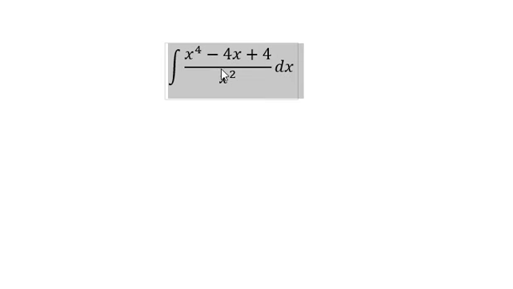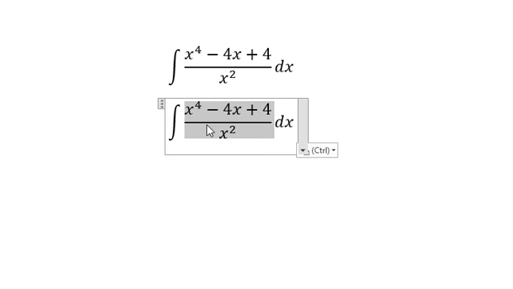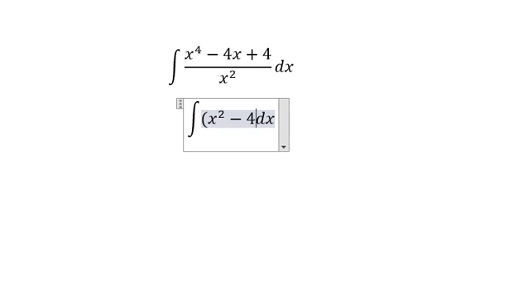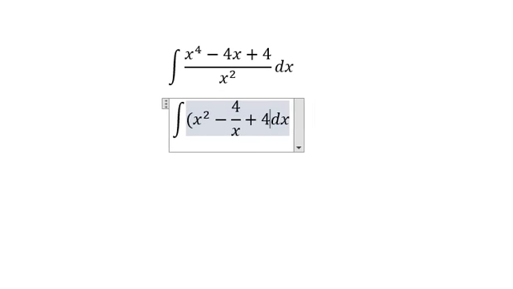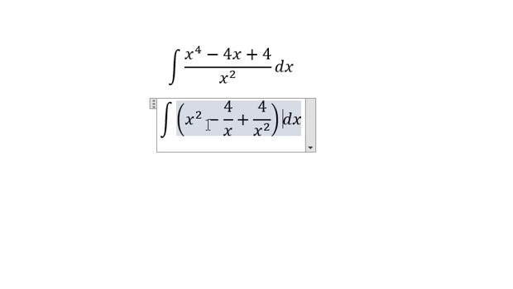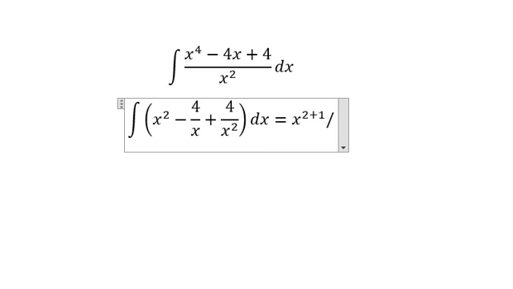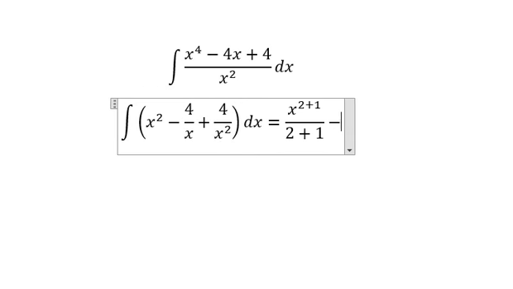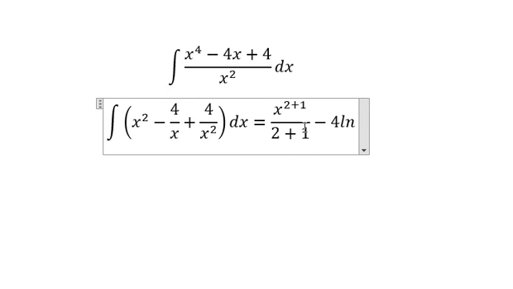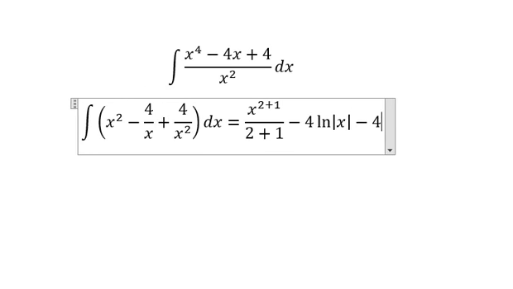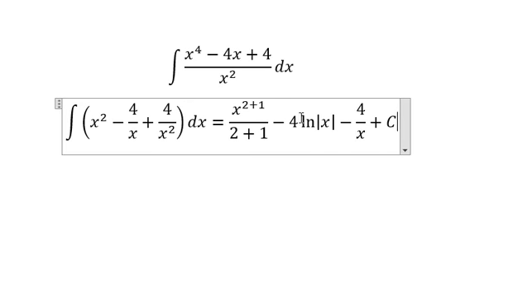Question number 4. s to the power of 4 divided by s square, s divided by s square, 4 divided by s square. We will have s square minus 4 over s plus 4 over s square. The integration of s square, we have s to the power of 2 plus 1 over 2 plus 1, minus 4 ln of the absolute value of s, minus 4 over s, and we put c.